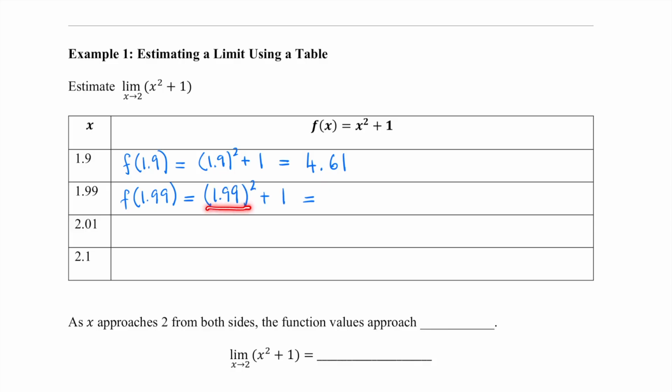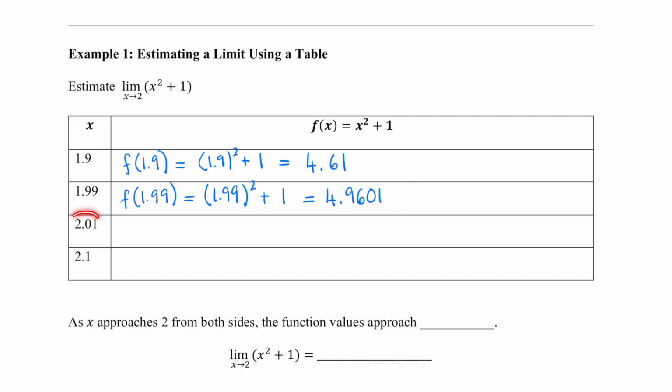1.99 squared plus 1 equals 4.9601. Notice something? As x gets closer to 2 from the left, the function values are getting closer to 5. Now, let's check the right side.